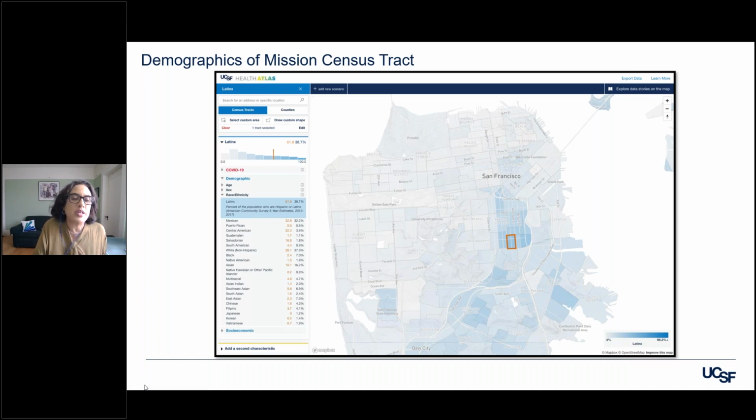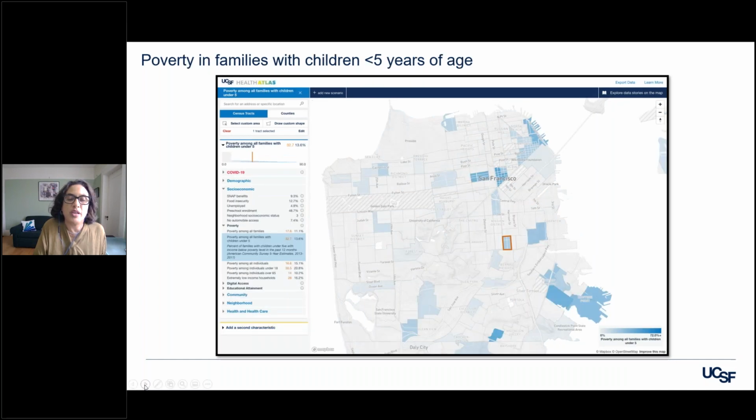This census tract also has other features that are notable to try to understand transmission. This is a poor census tract with poor families. So these darker areas are areas where there is a high degree of poverty with families that have children under the age of 5. Next slide.